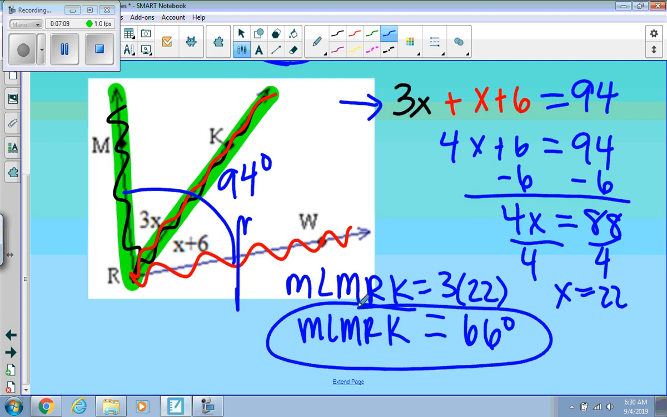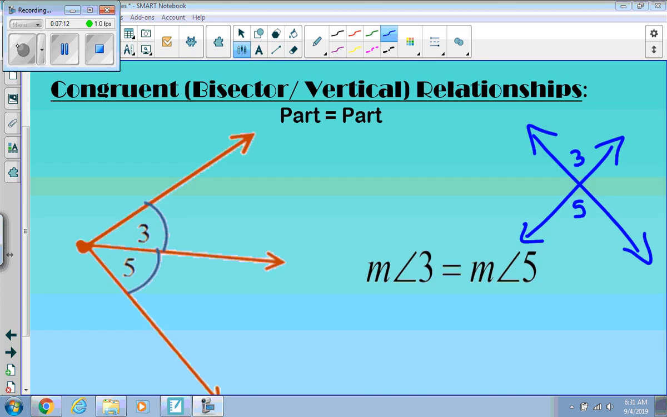Okay, so we get 66 degrees there. Okay, so next we're going to talk about congruent angles. So the two ways we're going to see this is an angle bisector. Okay, remember bisect means to cut in half. And a vertical angle, right, which are those angles that are across from each other.